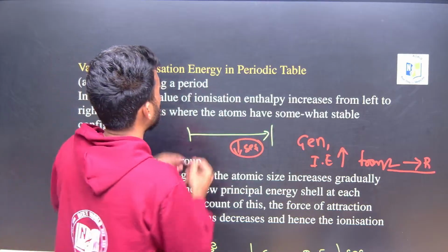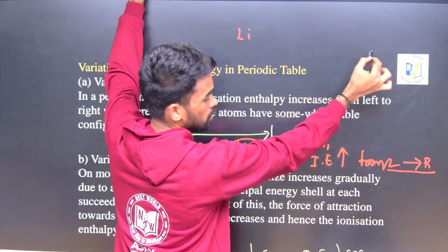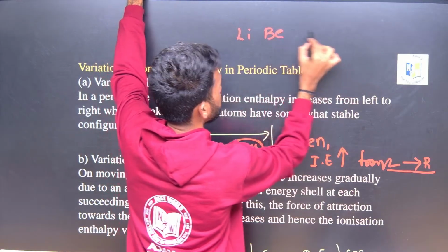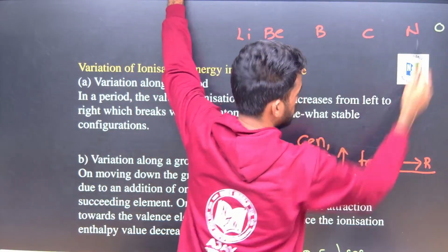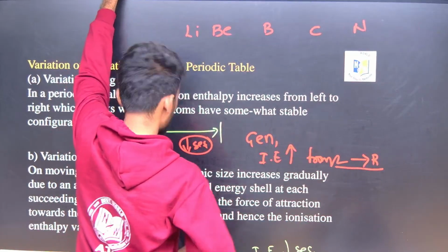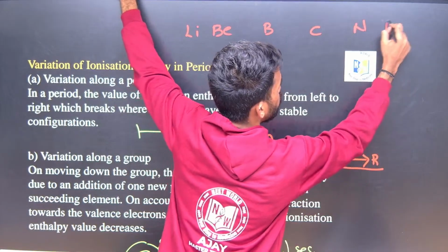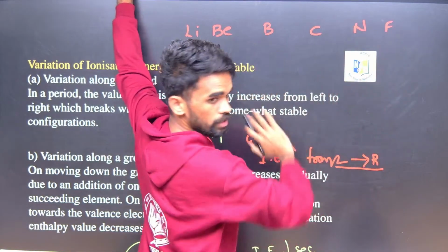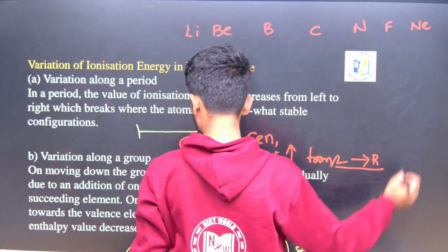For example, we will say lithium. Tell me the second period elements here: beryllium, boron, carbon, nitrogen, oxygen, and last is fluorine here, then neon. Okay, we will take like this. Okay, oxygen is removed here.